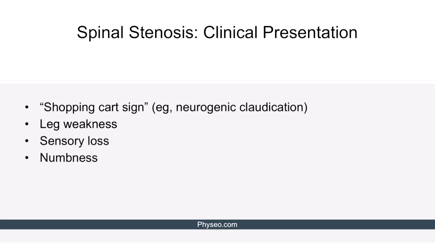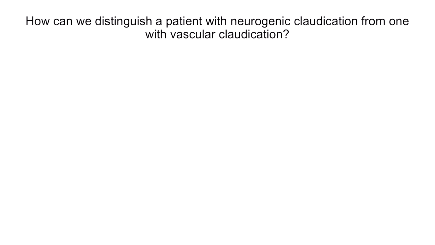Question stems about these patients will classically mention the shopping cart sign, which can also be referred to as a neurogenic claudication. This goes back to the pathophysiology described earlier. Because the spine is compressed, they can also get associated leg weakness, sensory loss, and numbness. So how can we distinguish a patient with neurogenic claudication from one with vascular claudication?